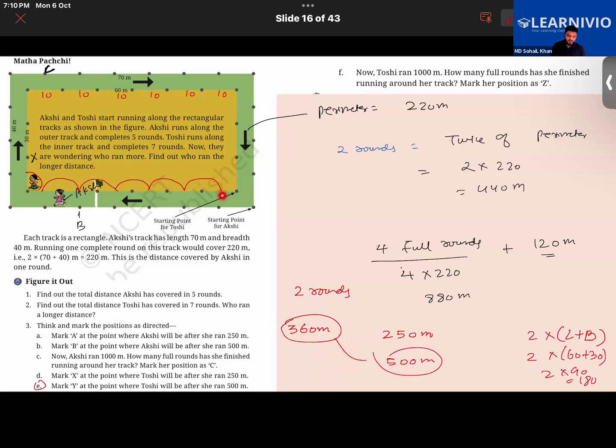So from here, she will take 14 steps further, as we are dividing it into 10s. So 1, 2, 3, 4, 5, 6, 7, 8, 9, 10, 11, 12, 13, and 14. So this is where she is going to be, and we will mark the point Y here. Once again, tell me, from 360 meter to reach the 500 meter, why I'm saying so now?